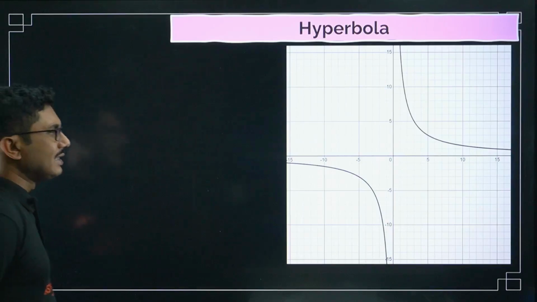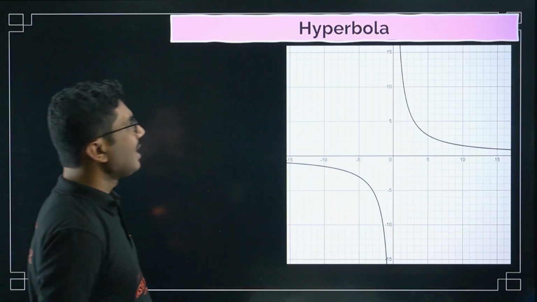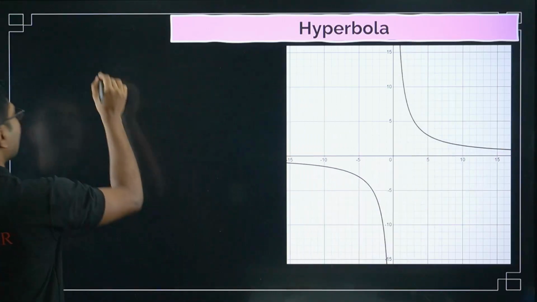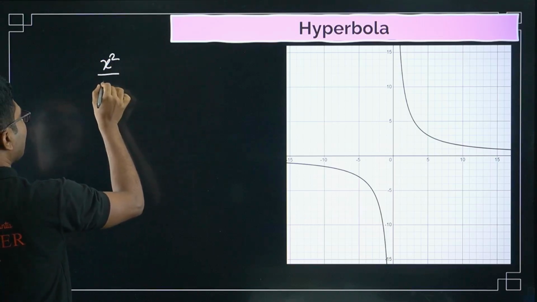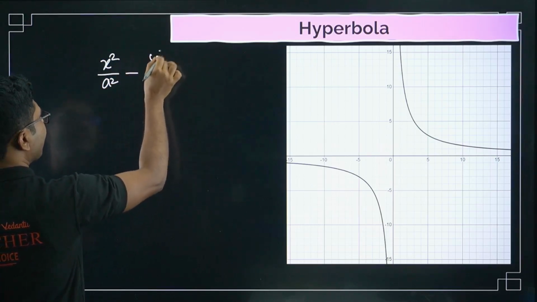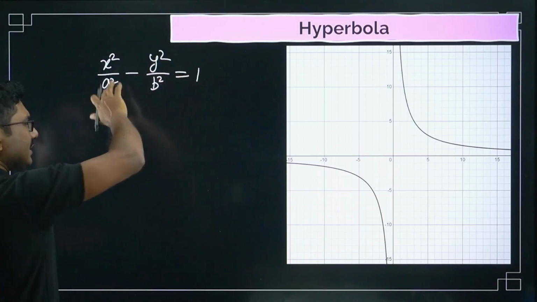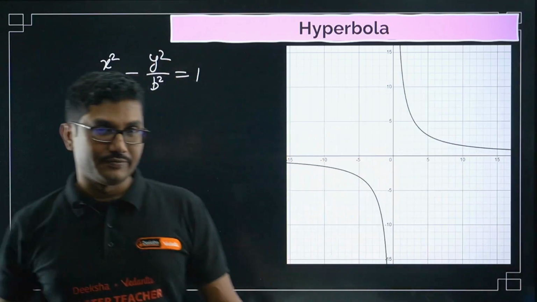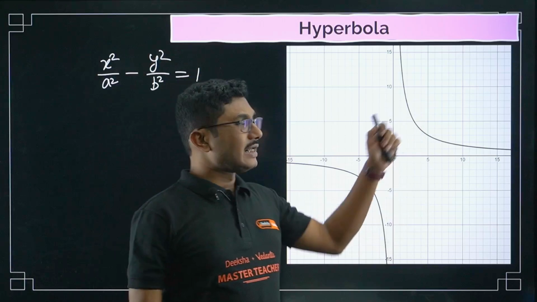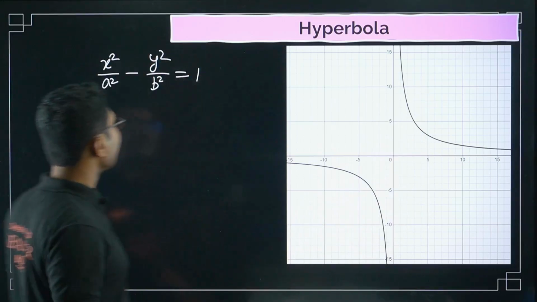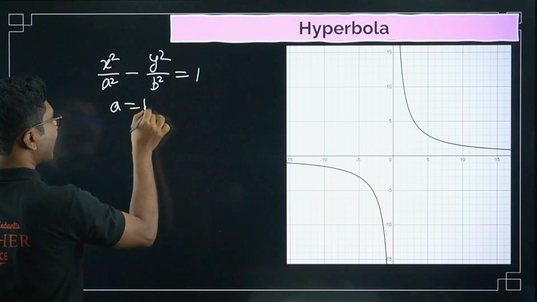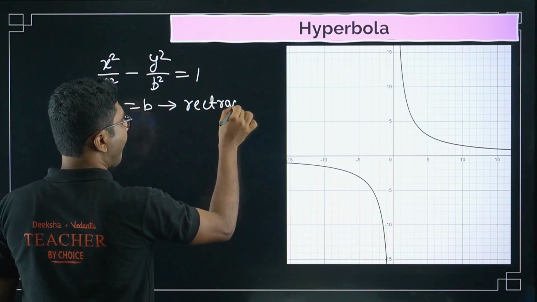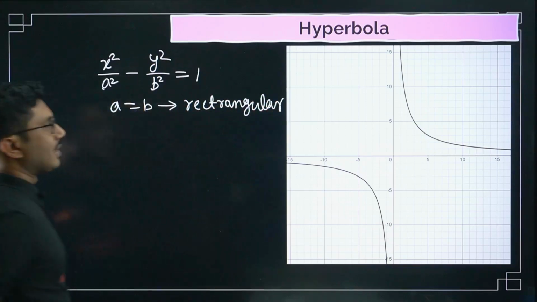Okay, hyperbola. It is one of the least used formulas in physics, but you may have seen this graph. The common equation of a hyperbola is x square by a square minus y square by b square equals 1. This is similar to that of an ellipse, but the sign is negative. Equation is almost the same, the sign is negative. Now if a and b are equal, then that is called a rectangular hyperbola.